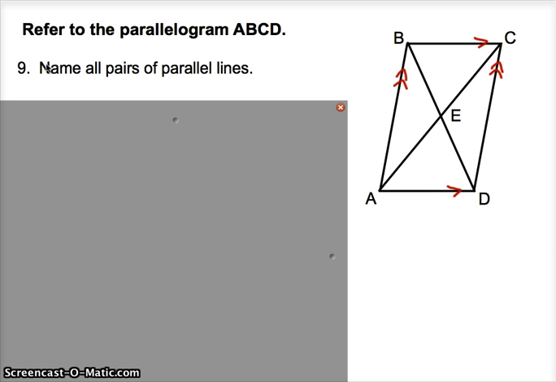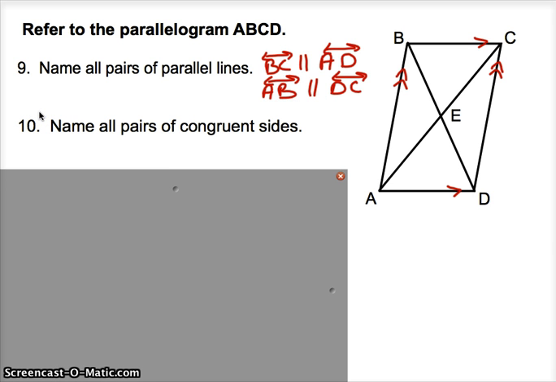It says, name all pairs of parallel lines. Well, we pretty much just said that. If it's a parallelogram, I know that BC is going to be parallel to AD. And I know similarly for the left and the right that line AB is going to be parallel to line DC. So opposite sides of a parallelogram are going to be parallel.